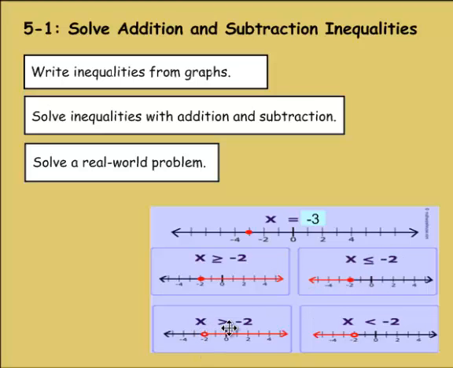We have x is greater than negative 2 here. What makes this a little bit different is that x can't equal negative 2. It has to be negative 1.9999999 or anything greater than that. X is less than negative 2, it would have to be negative 2.000001 or less than that.